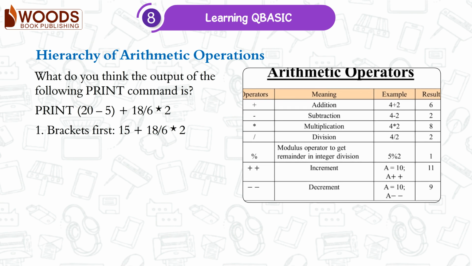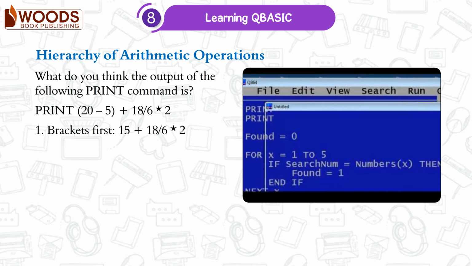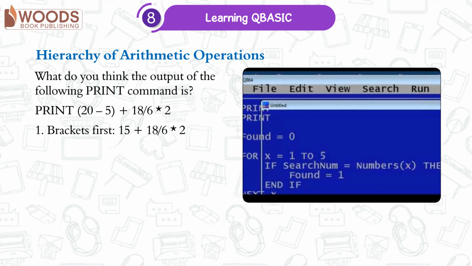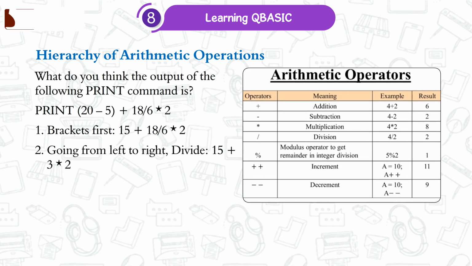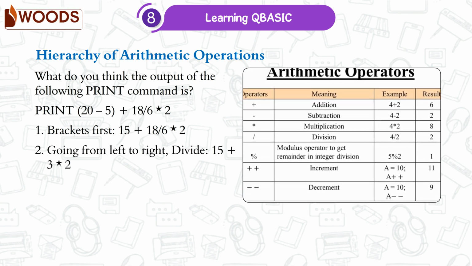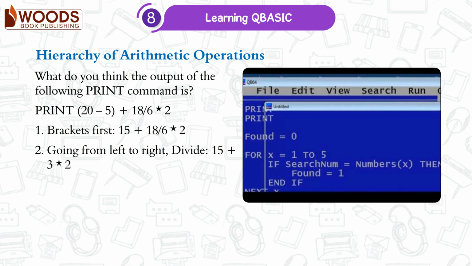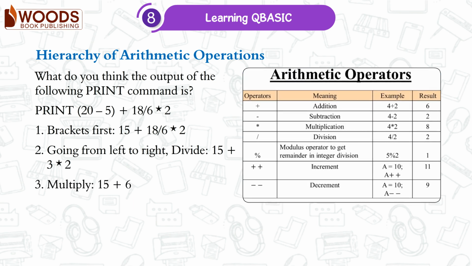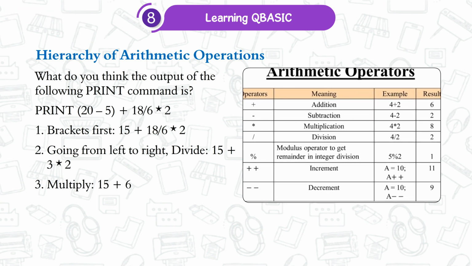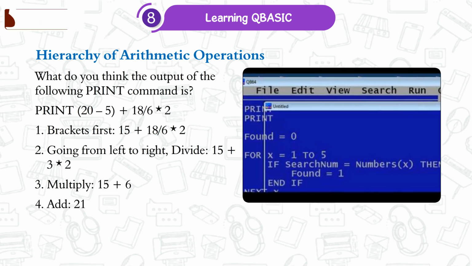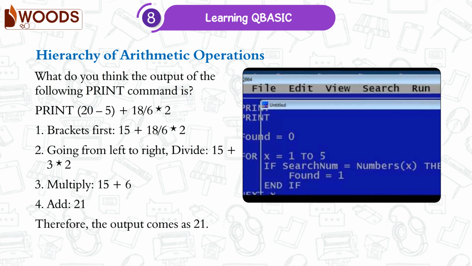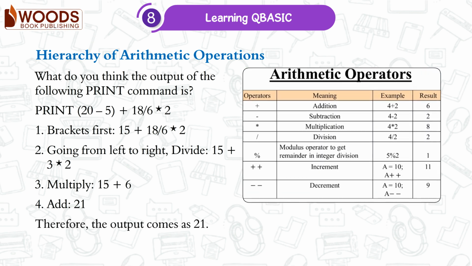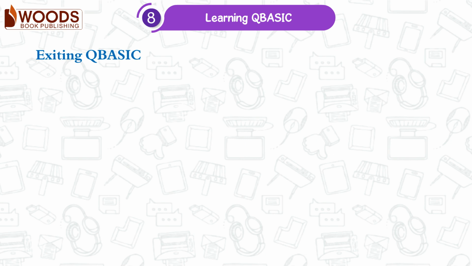1. Brackets first: 15 plus 18 divided by 6 multiplied by 2. 2. Going from left to right, divide: 15 plus 3 multiplied by 2. 3. Multiply: 15 plus 6. 4. Add: 21. Therefore, the output comes as 21.